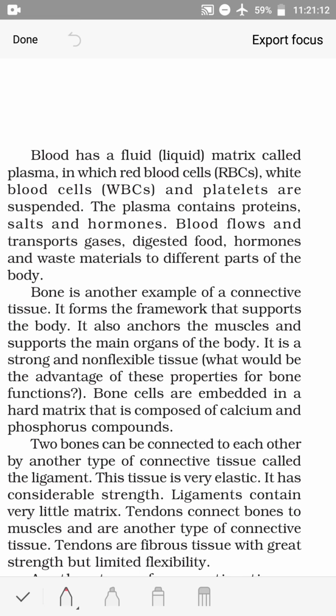Blood flows and transports gases, respiratory gases like oxygen and carbon dioxide, digested food, hormones and waste materials to different parts of the body. Another connective tissue is bone. It forms the framework that supports the body. It also anchors the muscles and supports the main organs of the body. It protects the delicate organs of our body.